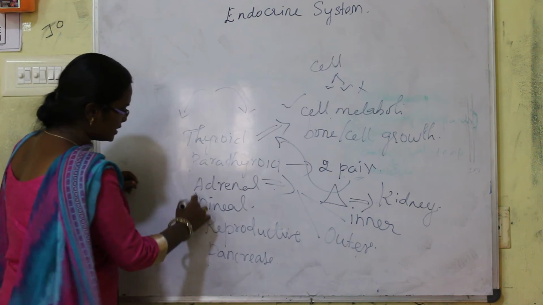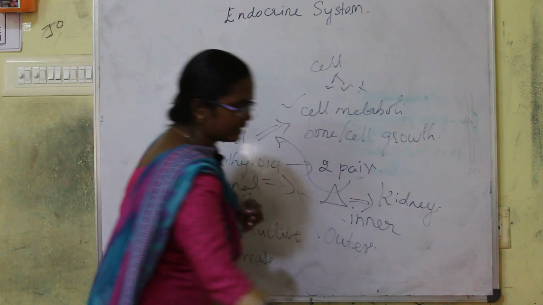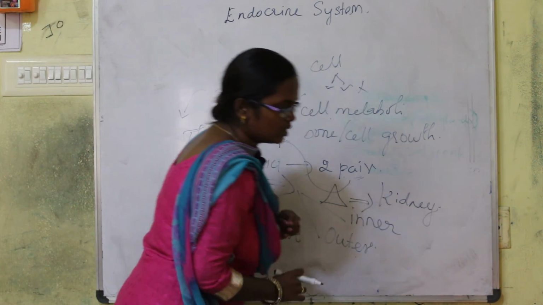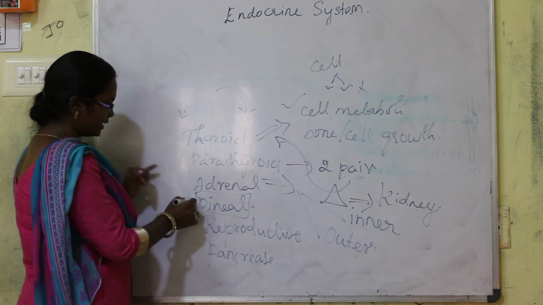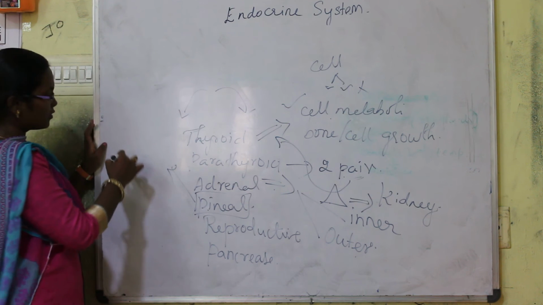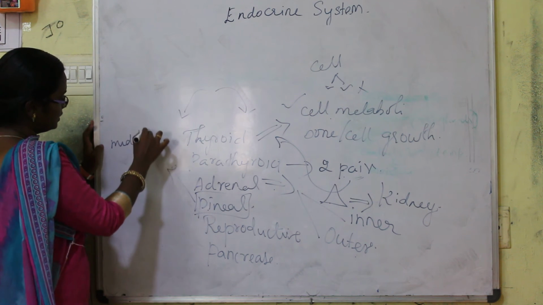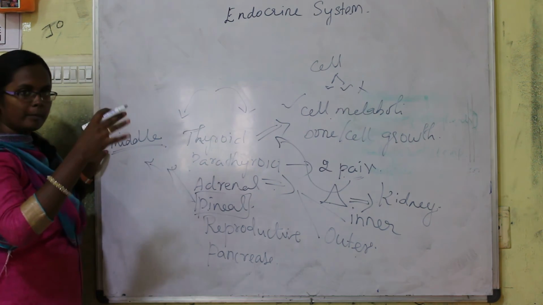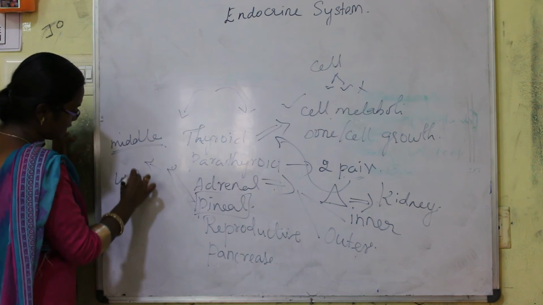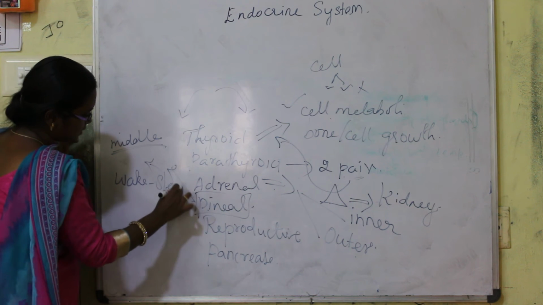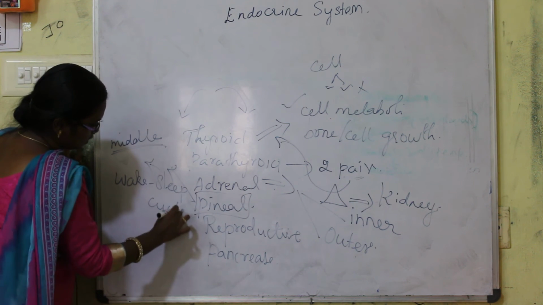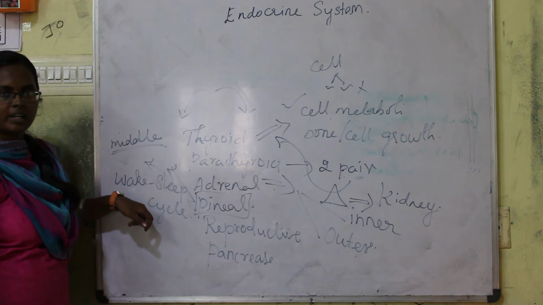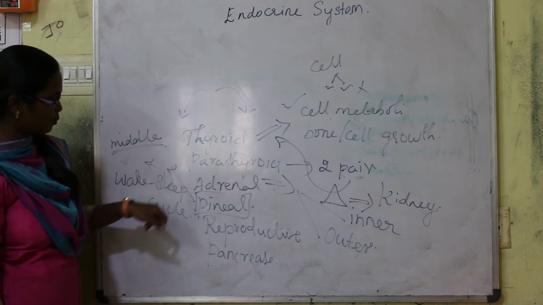And next one is pineal gland. The pineal gland is located in the middle of our brain. It is mainly used for balancing our wake and sleep cycle. So it is responsible for sleeping and also waking up in the morning.